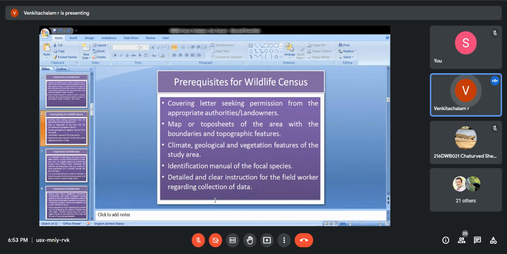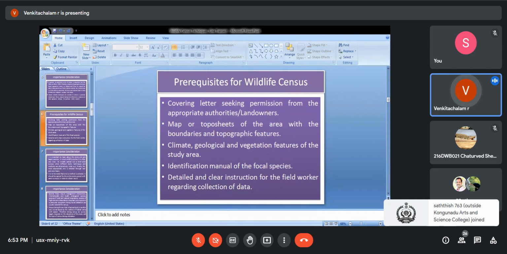Sometimes in the field our battery may be exhausted. In that case, this identification manual helps us find out the particular species. Whatever is digitalized nowadays is useful only for a certain time, and it will exhaust sometimes.